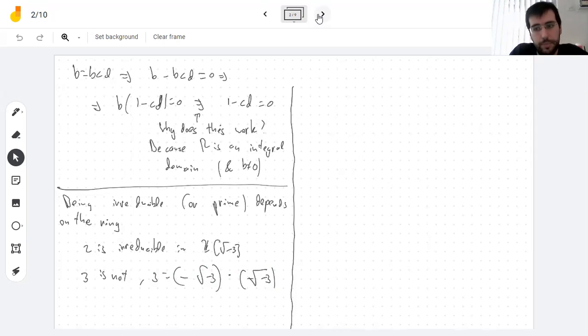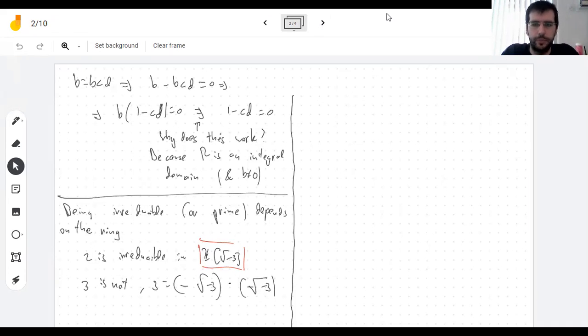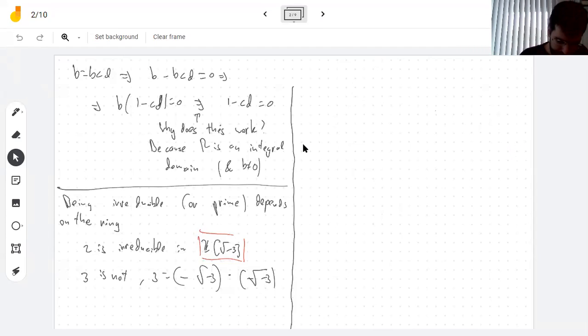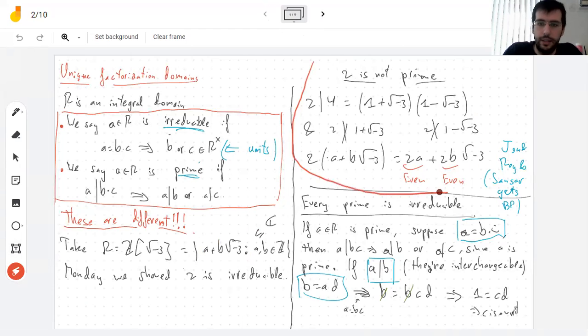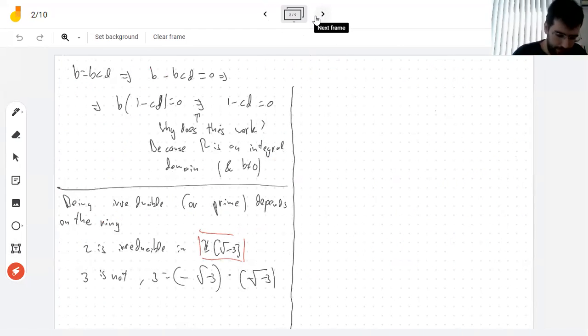So you take the primes in the integers and you see them inside of a bigger ring, and sometimes they're primes, sometimes they're not. And it's a very interesting question to see when they stay prime. Okay, let's move on. This is an example of a ring that is pretty bad in the sense that we can't factor things uniquely. So we're going to give a name to rings where we can factor things uniquely, and those are called unique factorization domains.